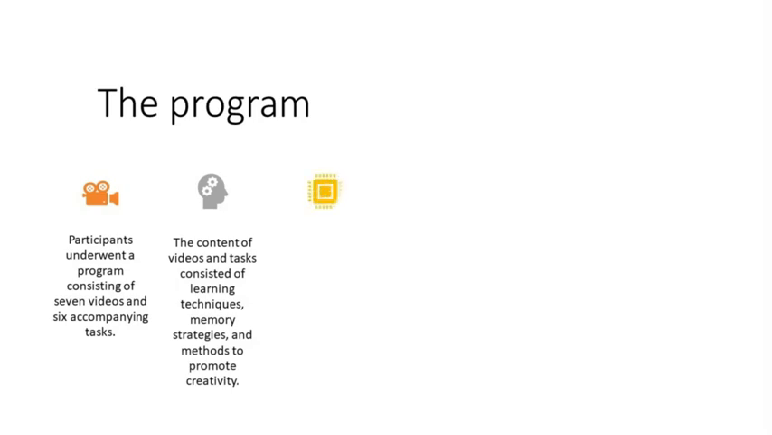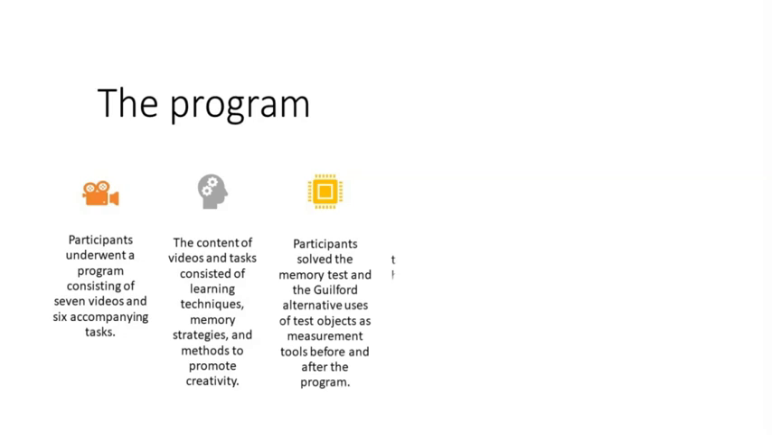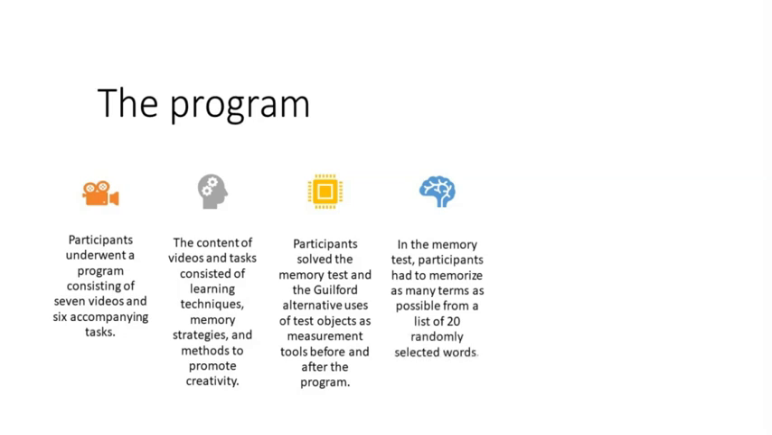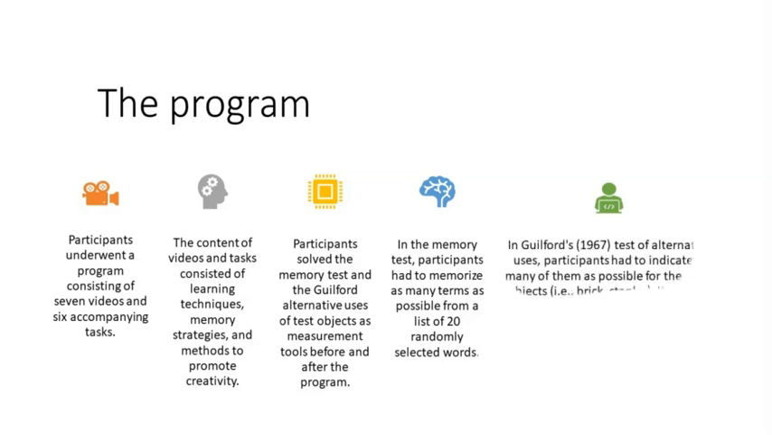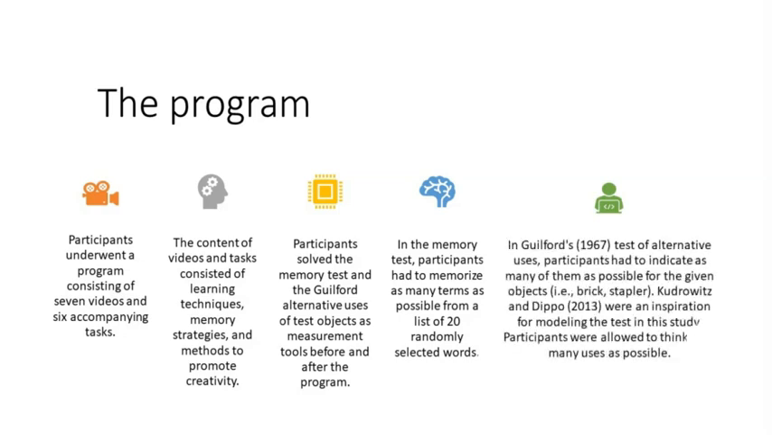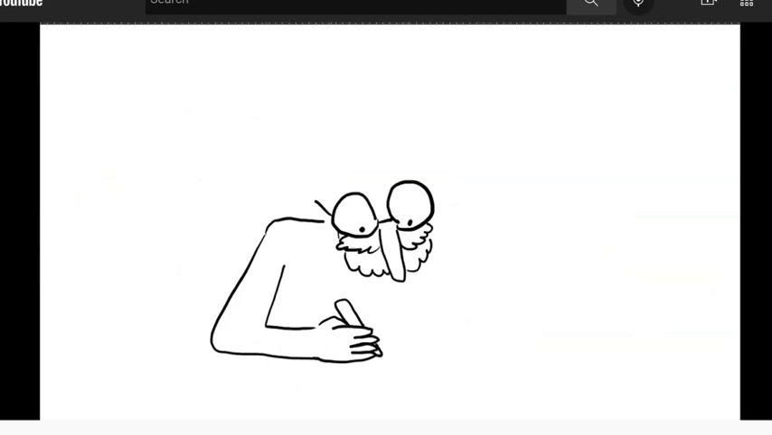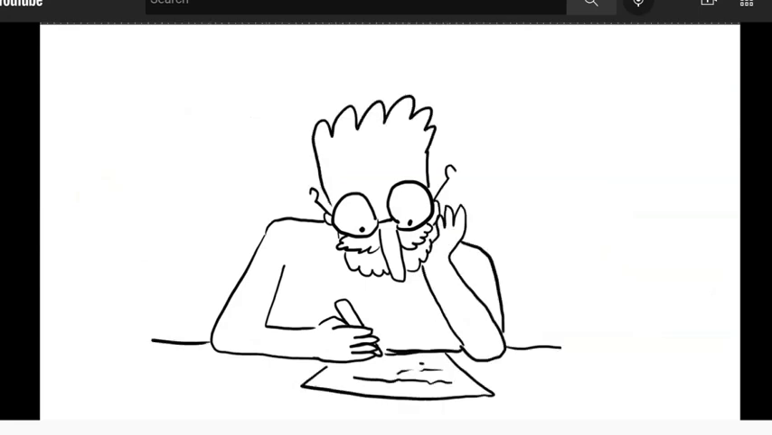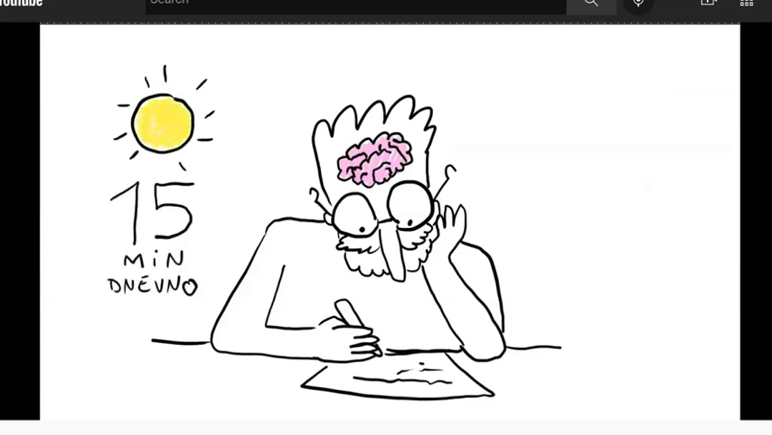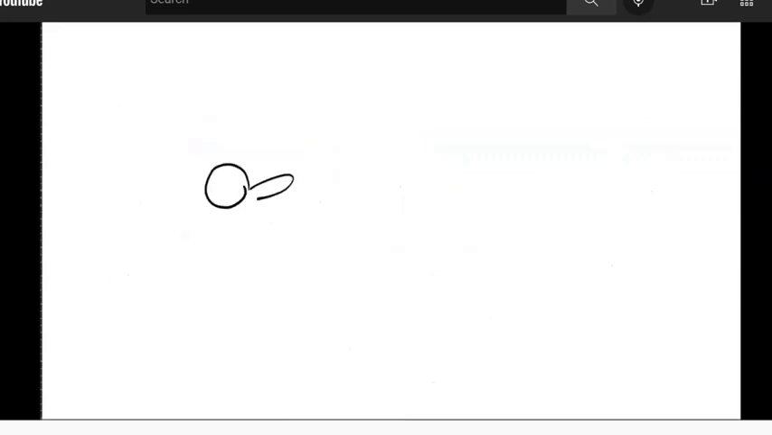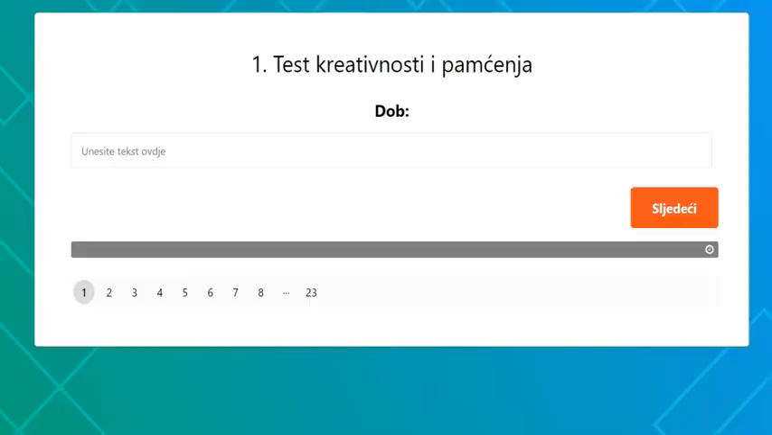To measure the effectiveness of the program, participants solved a memory test and the Guilford alternate uses test before and after the program. The memory test was a list of 20 random words that were to be memorized, and in the Guilford test of alternate uses, participants had to indicate as many uses as possible for the given object. The videos were put on YouTube. In the first video, participants were briefly introduced to the goal and content of the learning and memory program. At the end of the video, a link to the memory and Guilford alternate uses test was given.